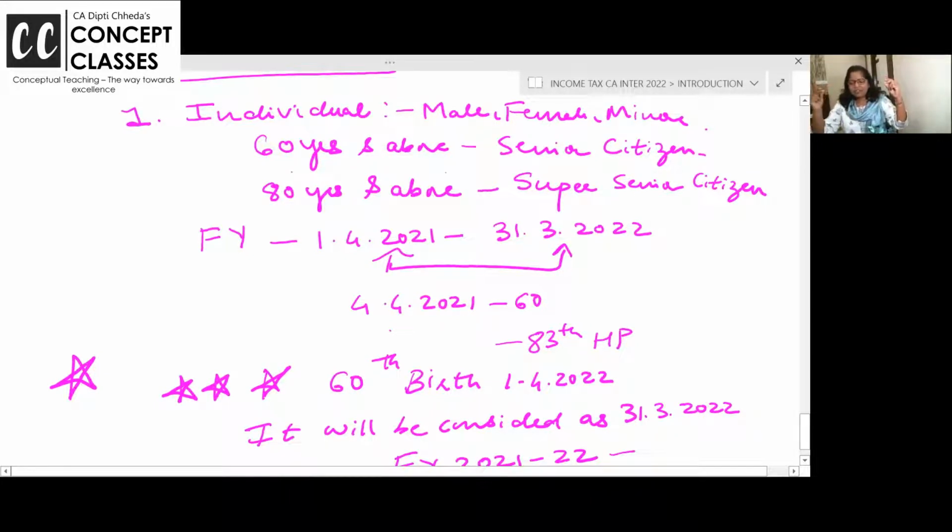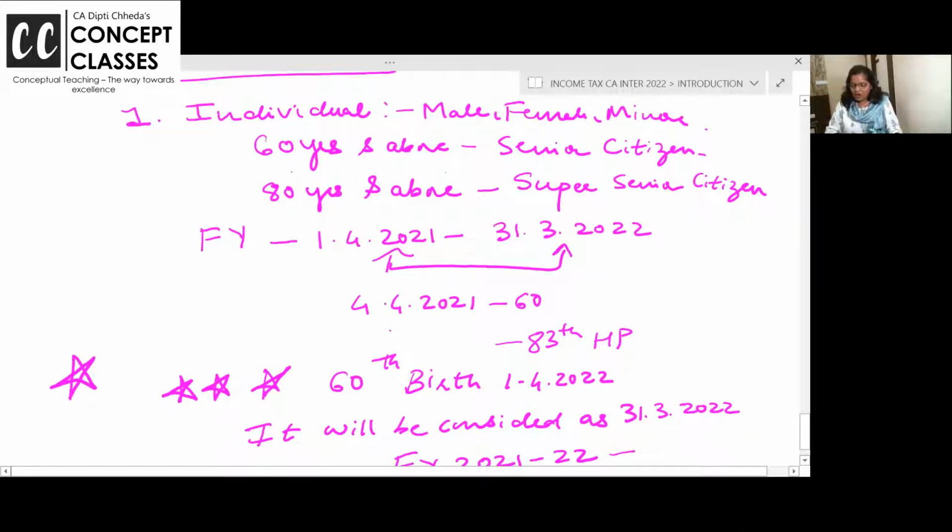If you have finished writing, put your pen down. All of you on the screen, look here. What is the financial year? 21-22. This is the financial year. In this, anytime, if you have crossed 60 and above, you are said to be senior citizen. You will get all the benefits of Income Tax Act, which we will study in coming days. If you are 80 years and above, super senior citizen.